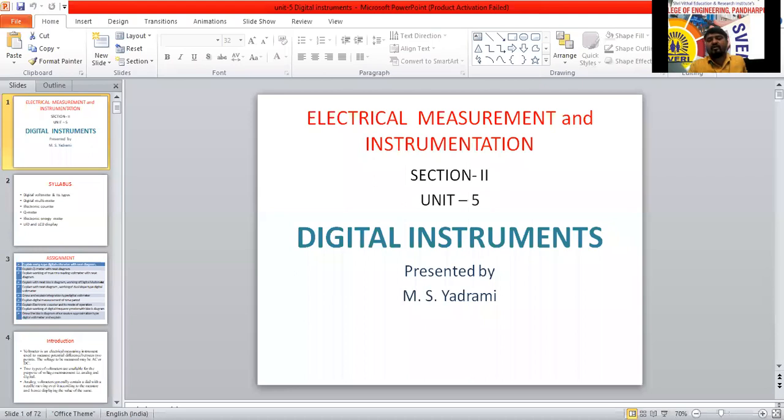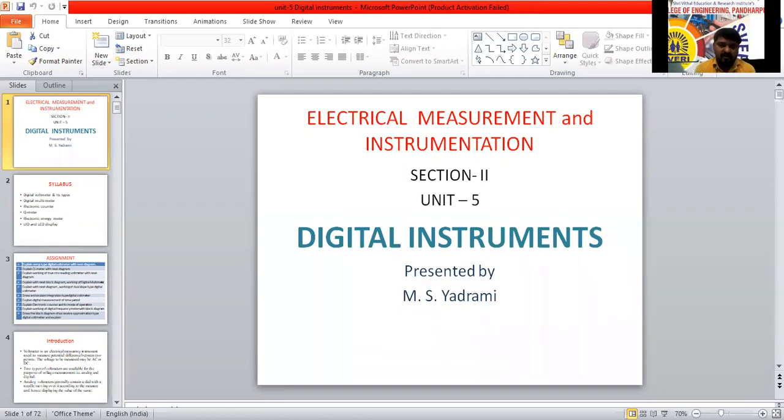Next, we'll go for the introduction part of the digital instruments. Introduction of digital instruments. So the digital instruments means we are going to consider digital voltmeters only. For reference, we are taking voltmeter. You can take energy meter or whatever it is. A voltmeter is an electrical measuring instrument used to measure potential difference between 2 points. The voltage to be measured may be AC or DC.